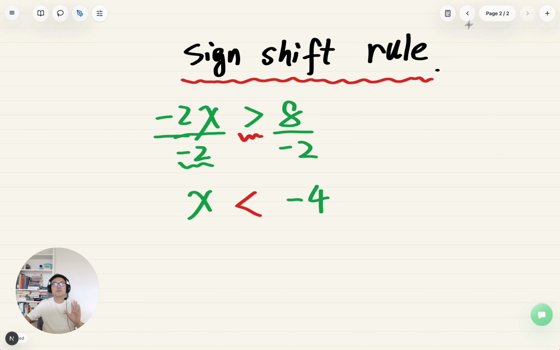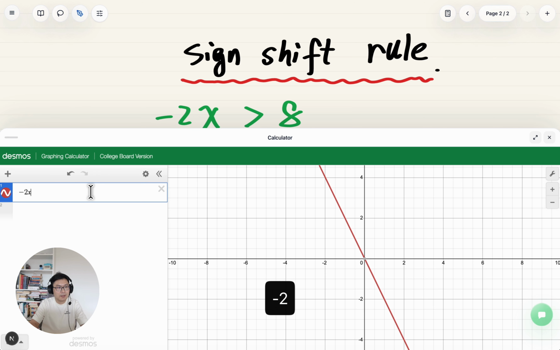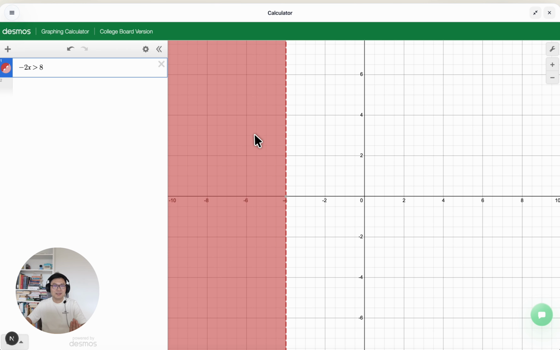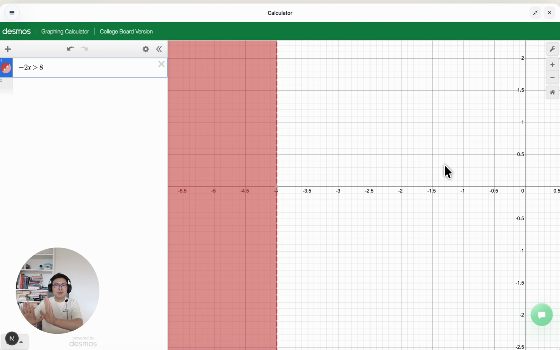Alright, so let's see if we can use decimals to help us understand such problems a little bit. Let's just plug in negative 2x is greater than 8. And then you can see this red area is where you can have the x. So x has to be smaller than negative 4, right? Let's just zoom in here. So the number here is negative 4, and all of the values in the white area cannot satisfy this inequality. Right, so decimals really help.